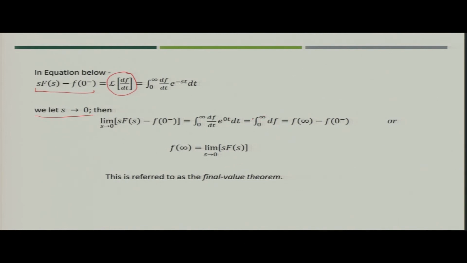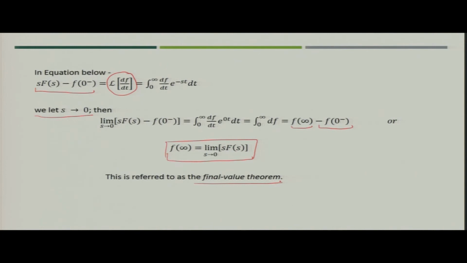So, you can simply write that this particular expression is nothing but the integration between 0 to infinity of df, or the value of the function at infinity minus the value of the function at 0. Now, you have the value of the function at 0 on both sides, and both will cancel out. So, finally, the value of the function at infinity is nothing but limit s tends to 0 of s F(s). This particular expression is called the final value theorem.